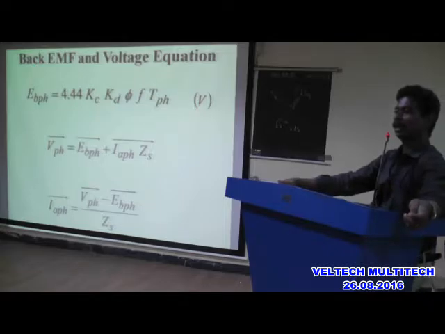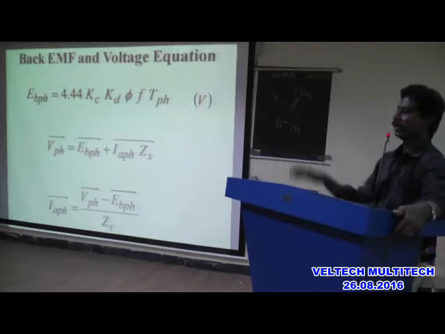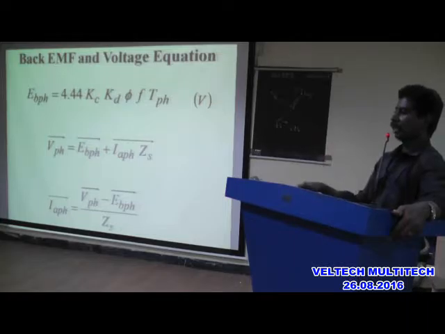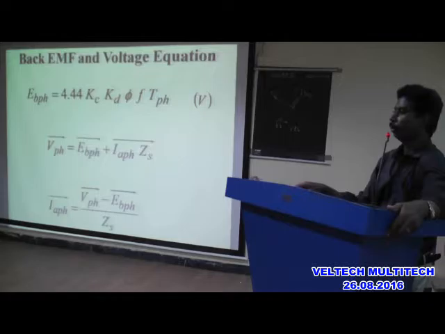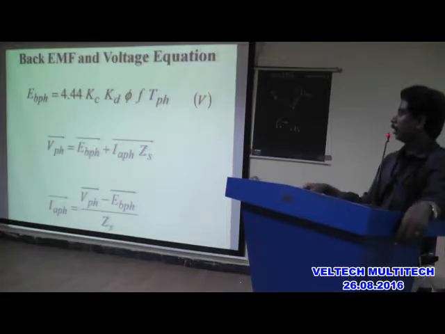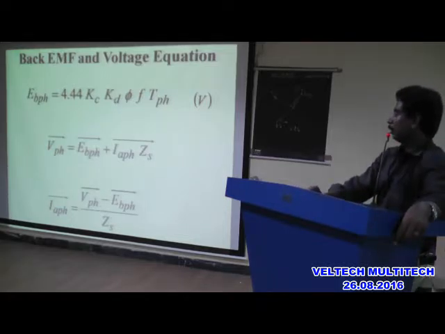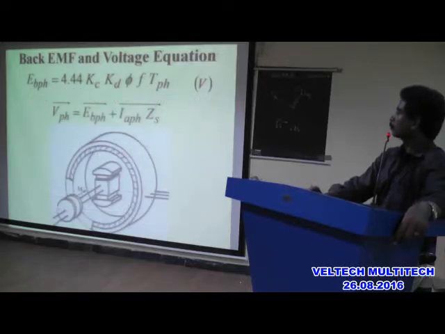In a synchronous motor, V phase is the supply voltage, E_b phase is the back EMF, and I_a Z_s is the drop. The supply voltage must balance the back EMF and the I_a Z_s drop. From that we can derive the current: I_a = (V_phase - E_b phase) / Z_s, as vectors.